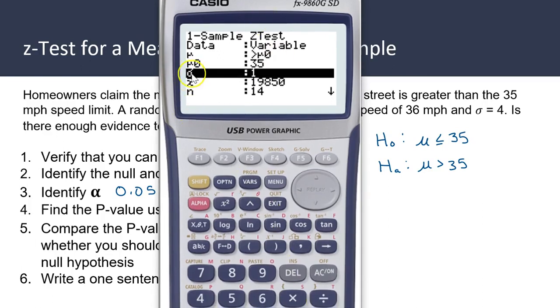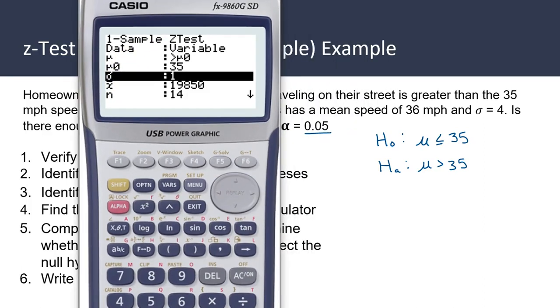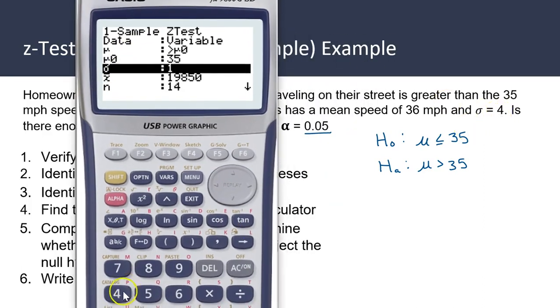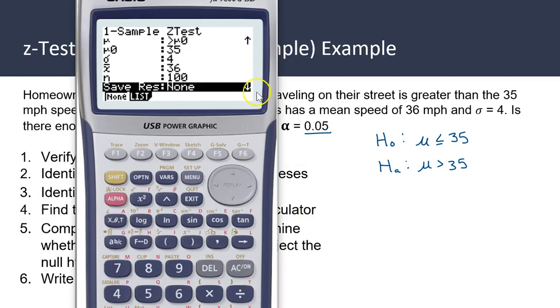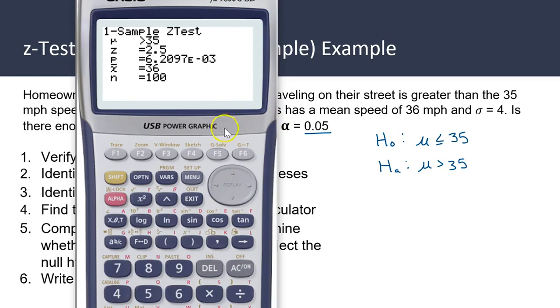Okay. Sigma is our standard deviation. The standard deviation from our sample was 4. X bar is the mean from our sample, and so their sample of 100 cars had a mean of 36. And then N is our sample size, and they had a sample of 100 cars. All right, and we're going to go ahead and run that test.